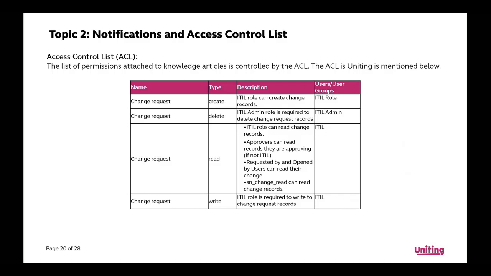Access control list is the list of permissions attached to change management and knowledge articles, which is controlled by the ACL. For the change request, we have different types: create, delete, read, and write. And depending on the roles, we will have different descriptions and user capacity in the system.